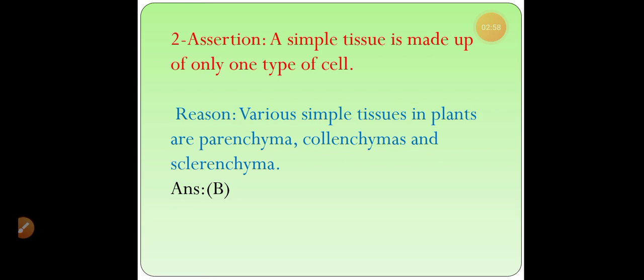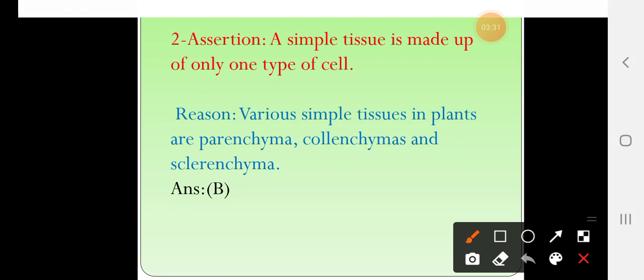The reason is given here, various simple tissues in plants are parenchyma, collenchyma and sclerenchyma. In this reason, only the types of simple plant tissues are given. But the reason doesn't explain why simple tissues are called simple. So A and R both are correct, but R is not the correct explanation of A. So that's why we choose the option B.